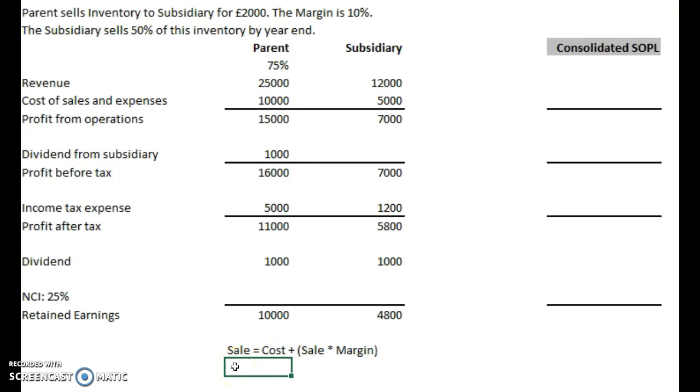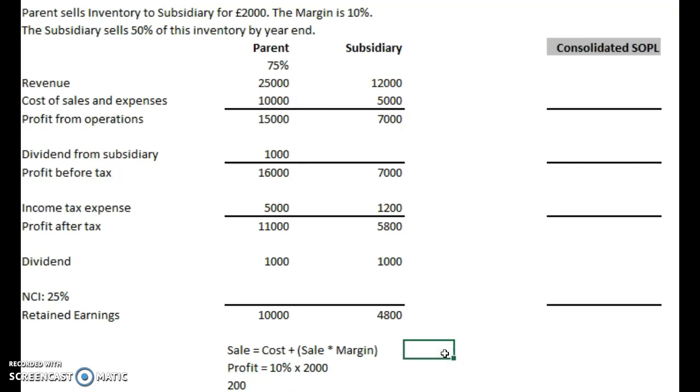And if we want to find the profit, which is the whole point of this exercise, we can go straight to it by just calculating 10% of the sale price. So the profit is 10% times 2,000. And of course 10% of 2,000 is 200.